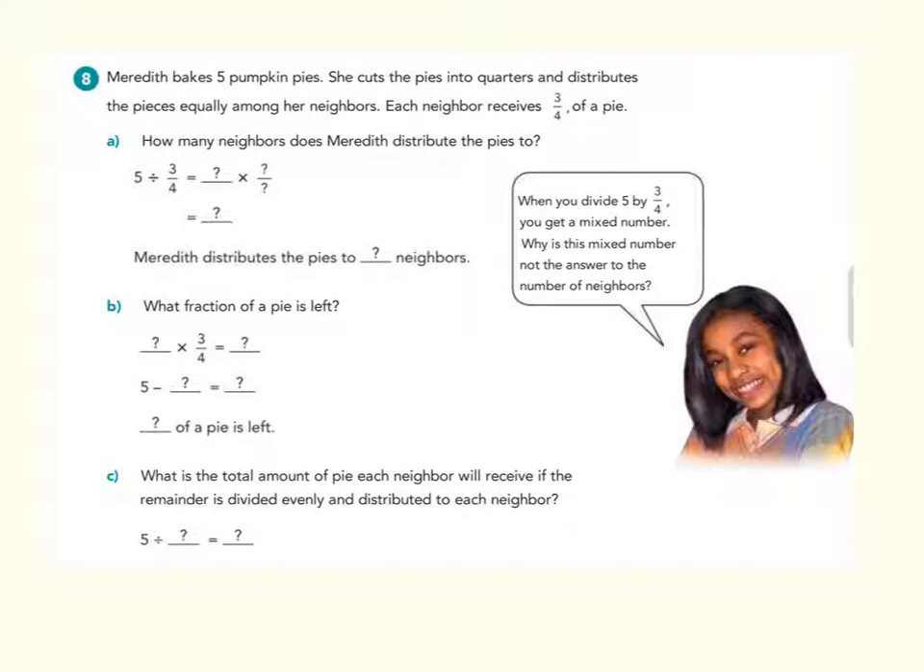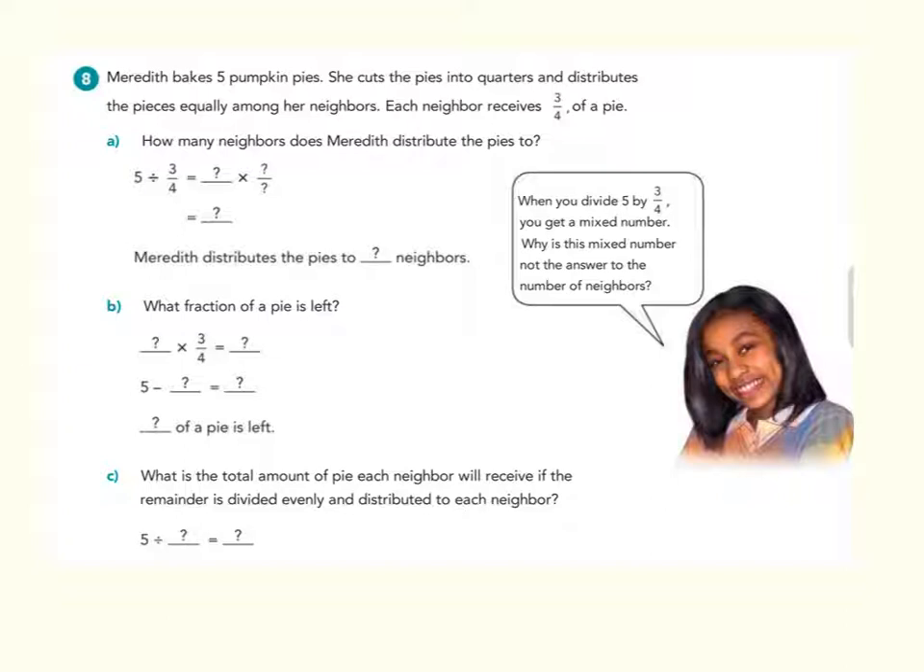Press pause, go ahead and figure out how many neighbors will receive pies. When you're ready to move on, press play again. Remember, it would be pretty weird if Meredith had partial neighbors, so don't forget to round up or down to figure out the correct answer.